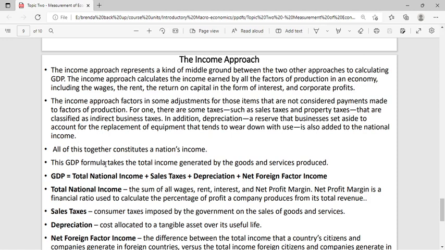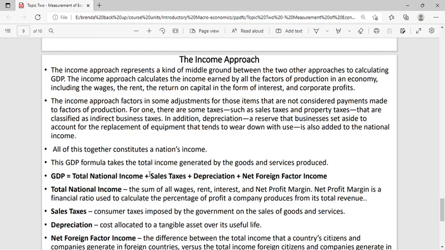So this would be the formula. So we look at total national income, which is the sum of all wages, rent, interest, and net profit margin. So the net profit margin, we know how to get it. So it is that ratio used to calculate the percentage profit, and the profit is got by subtracting the cost of production from selling prices. So the net profit margin would be the percentage or the ratio.